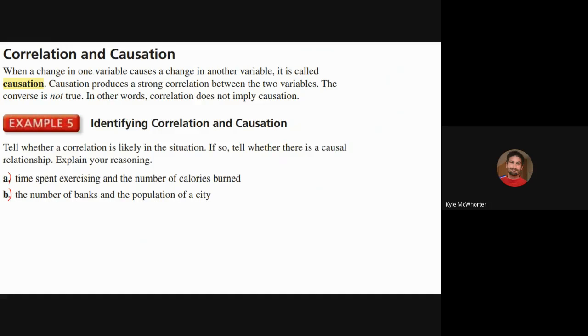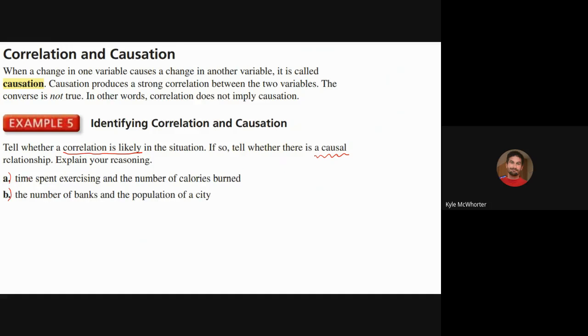So this says causal, not casual. Tell whether the correlation is likely. If so, tell whether there's a causal relationship. So first of all, is correlation likely? That's the first question. And then, is there causation?